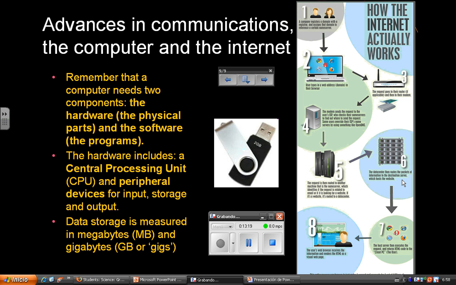Number 7, the host server then executes the request and returns HTML code to the client PC, the user. Remember, that's you. Number 8, the user's web browser receives the information and renders the HTML as a visual web page.